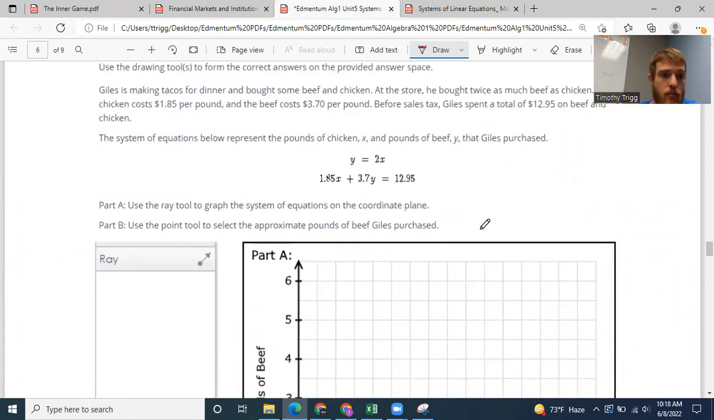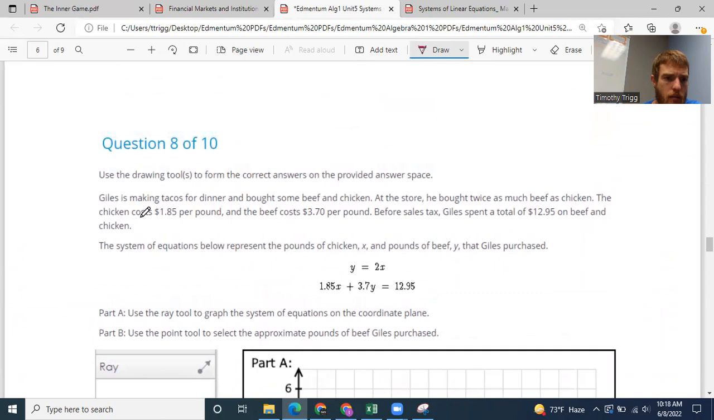Here we have 2 equations. All right, let's see. How do you pronounce this person's name? Giles.